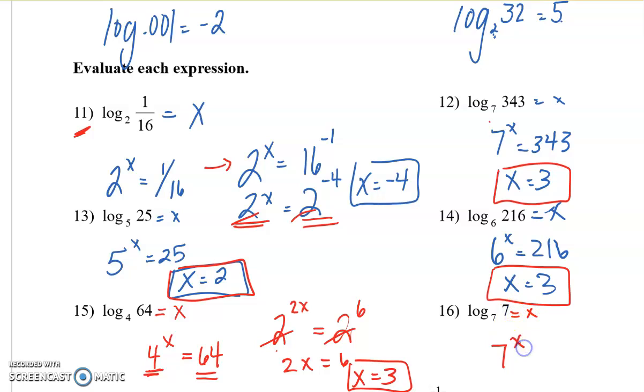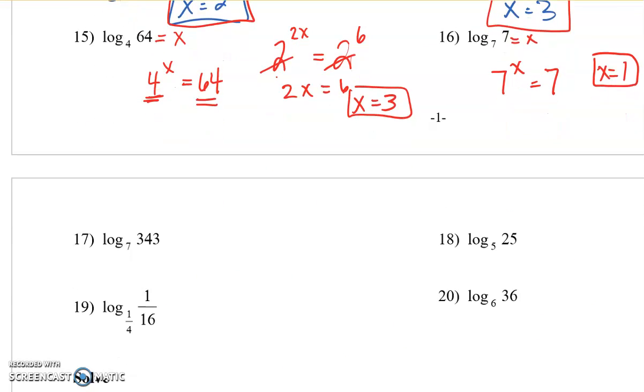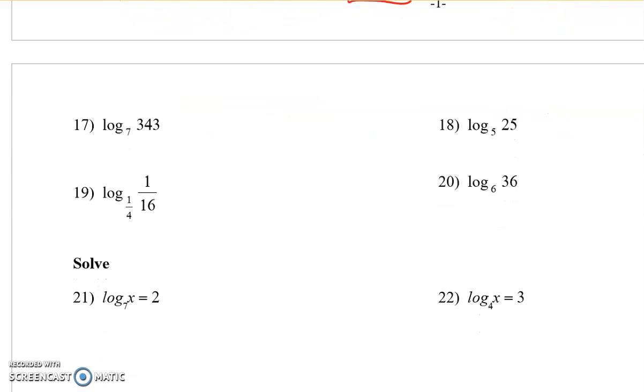Here, 7 to the x is 7. Don't think too hard about this, right? 7 to what power is 7? x is 1. All right, so that's an example of some of those. Hopefully you could get through the rest by yourself.